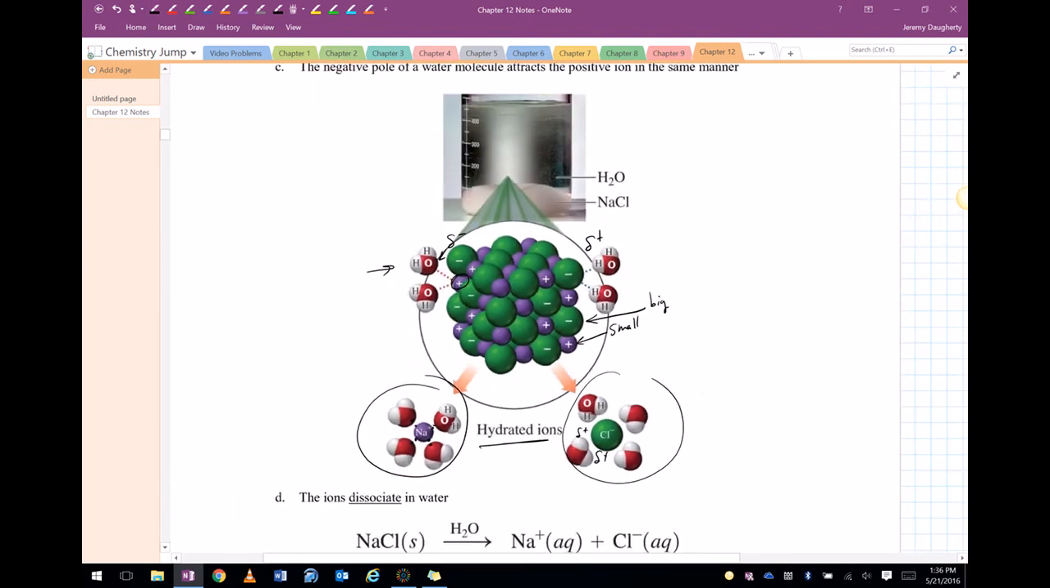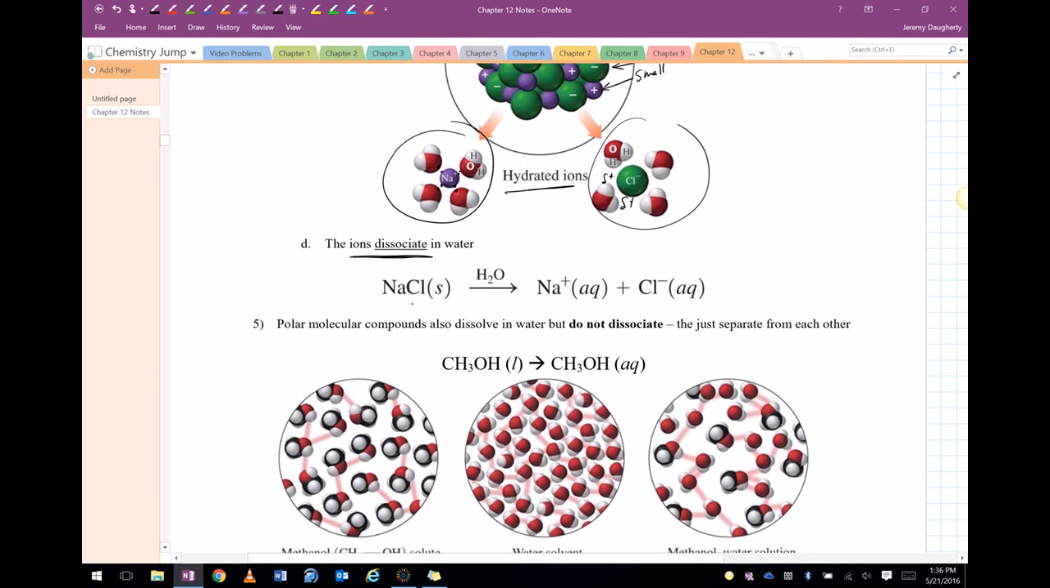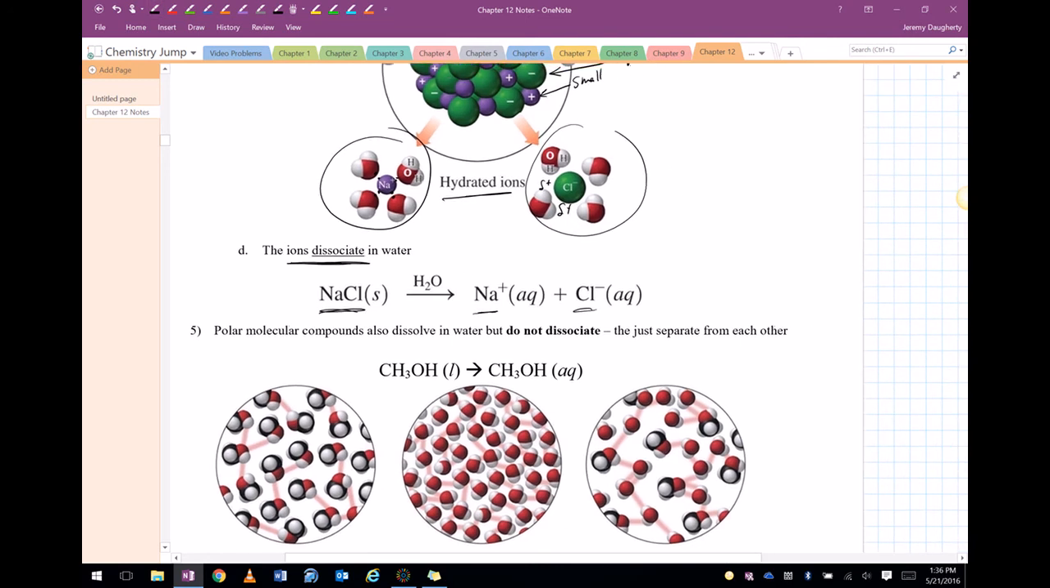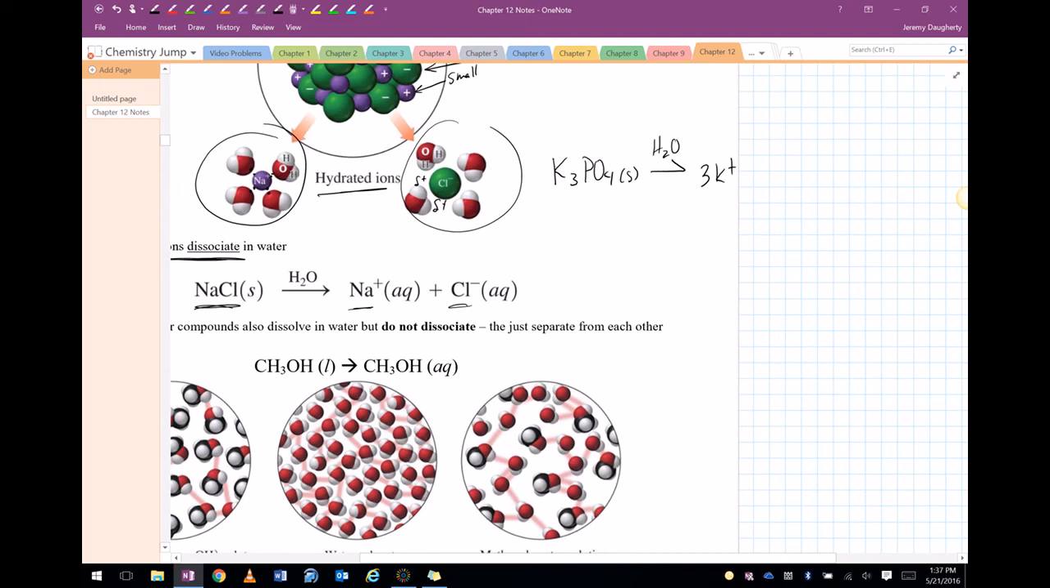So just quick review. Ionic compounds, when we put them in water, they dissociate. In other words, they break up. So here's sodium chloride breaking up into the sodium ion and the chloride ion. Let me show you another one. Here's potassium phosphate, K3PO4. When I throw potassium phosphate in water, so water written over the yield symbol means that we're putting it into water, what am I going to get? I'm going to get 3 potassium ions and 1 phosphate ion. Okay, so they break up into their ions.